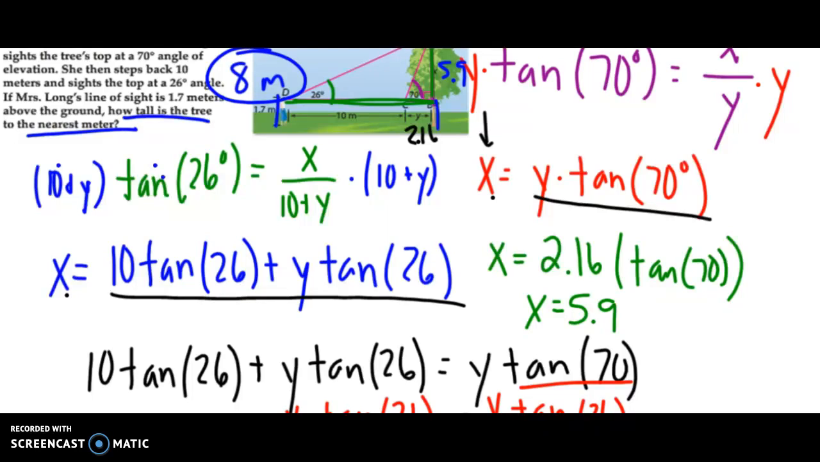Now, to be quite honest, this is a more difficult problem. And you probably won't see as many elevation and depression problems this difficult, but I wanted to make sure you've seen a problem with this intensity.